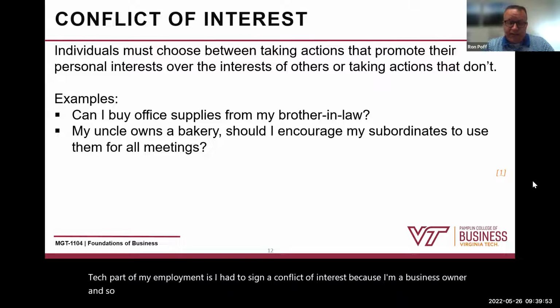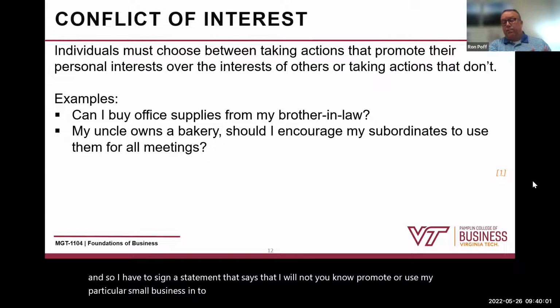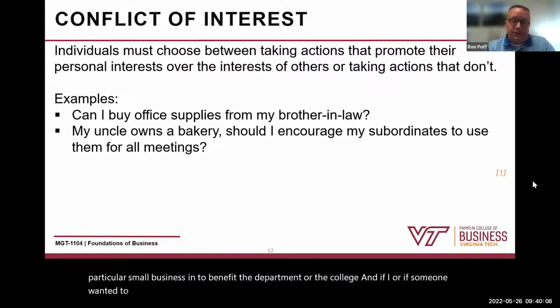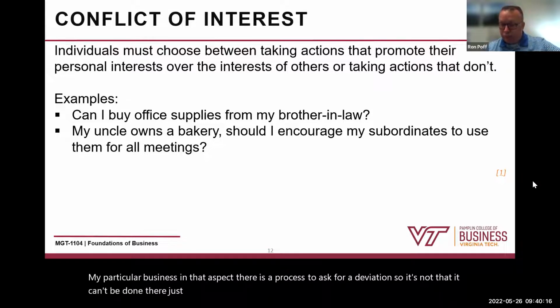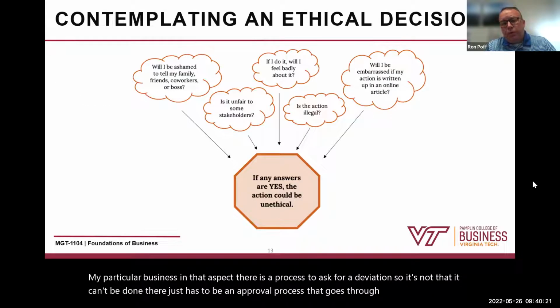And so I have to sign a statement that says that I will not promote or use my particular small business to benefit the department or the college. And if someone wanted to use my particular business in that aspect, there is a process to ask for a deviation. So it's not that it can't be done, there just has to be an approval process that goes through that.